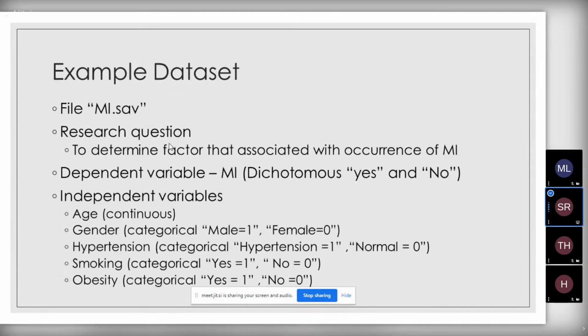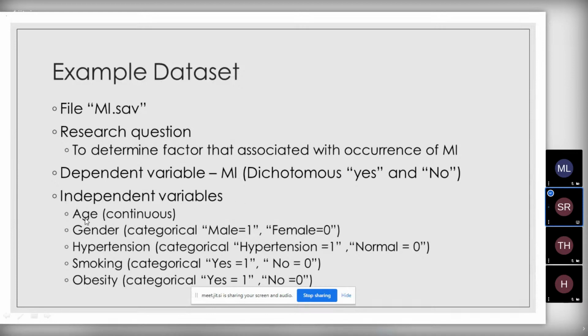Later I will open my R. Before that, for my example, I will use the file I named mi.sav. The original file for this data is from SPSS. Let's say we want to determine the factors associated with occurrence of MI. MI is myocardial infarction or heart disease. Our dependent variable is MI, dichotomous, yes coded as 1 and no coded as 0.